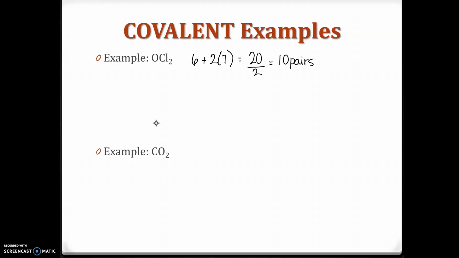So we're going to put oxygen in the middle. Again, it is the only single atom, and it is too the least electronegative. It is further left on the periodic table than chlorine is. And then we're going to add 1 bond on either side for each of the chlorines.